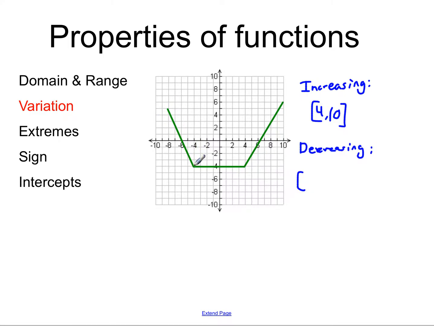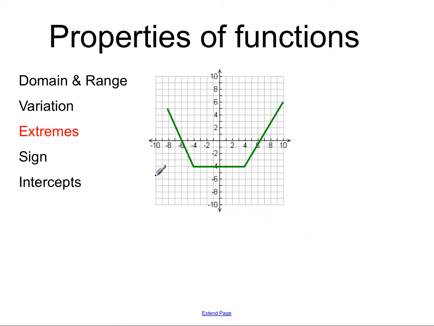Certainly from here to here. So what values shall I put in? If you said -8 to -4, you were right. -8 to -4 is the interval for which this is decreasing. And the last one, where is it constant? Well, it's constant over the interval -4 to +4. And both values are included, so the brackets are facing inward.